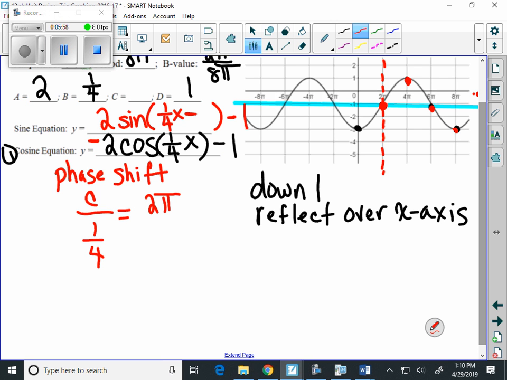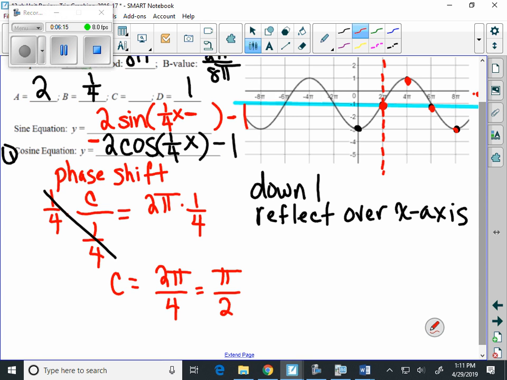Then we're going to multiply this side by 1/4. We're going to multiply this side by 1/4. And 1/4 cancel out. We really get C equals 2 pi divided by 4, which is pi over 2. And then we can fill that in. That's our C value, is the pi over 2. Again, we went minus because we went to the right, pi over 2.